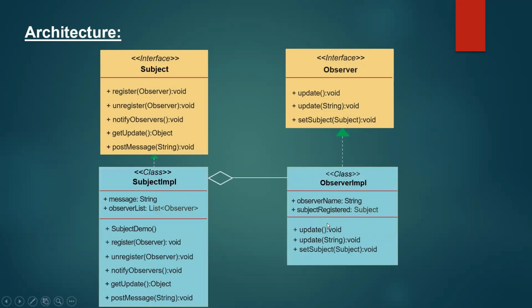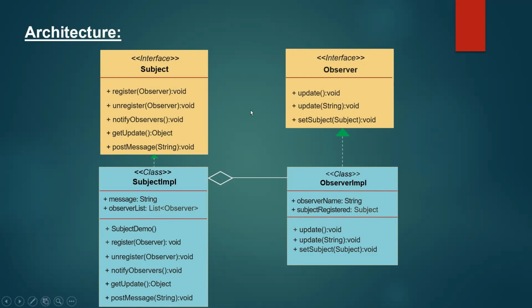Now let us see the classes which implement these interfaces. Let's first see the Subject class, which is implementing the Subject interface. We are going to have a message string object, and another data member, a list of observers, for registering the observers, right? And let's see the class which implements the Observer interface. We have an observer name string object, and a subject registered, which will be used to register the subject for the observer, right? So this is all about the architecture of the observer design pattern.